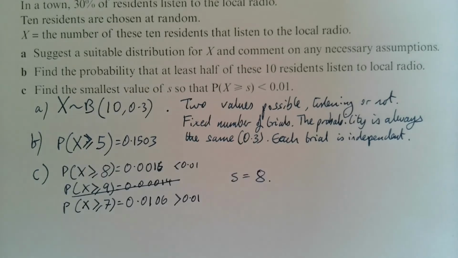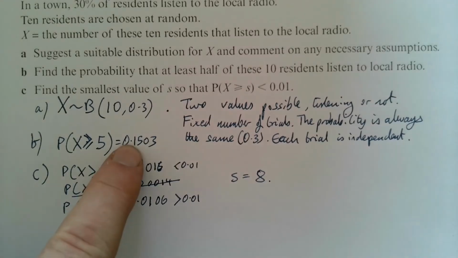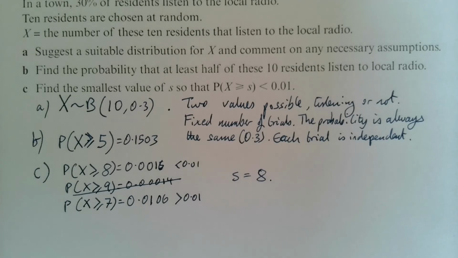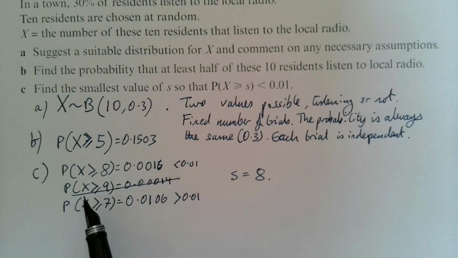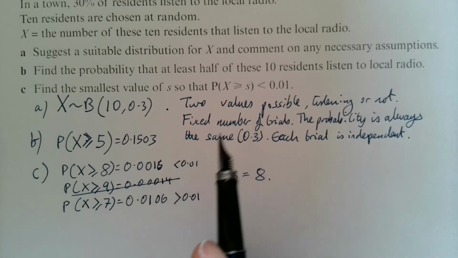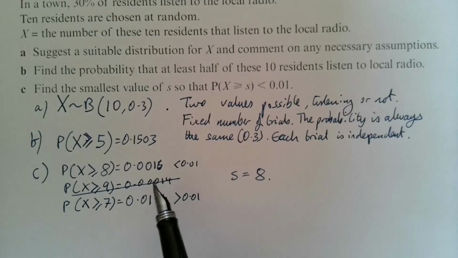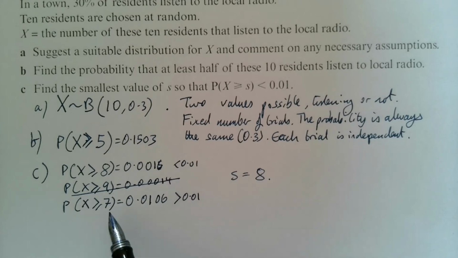Right, so I did quite a good first guess. I went for 8. I knew it had to be more than 5 because 5 was 15% and I only wanted 1%. I got a little bit too low. I then had a brain fade and went for 9, which was even less likely. So when I looked at the question, I thought, no, that's not what I want. I've got to check 7. And when I checked 7, it came in at just over 1%. So 7 was not acceptable. So the smallest value that is acceptable is s being 8.